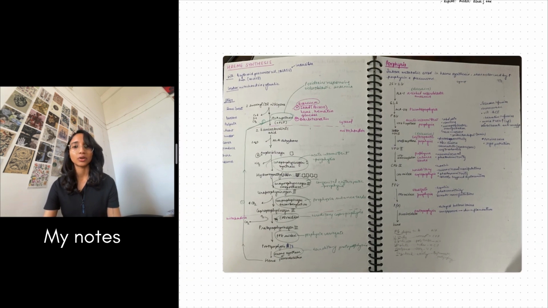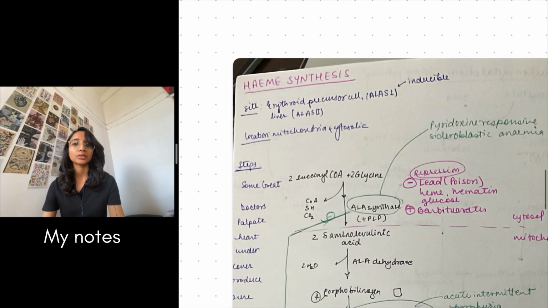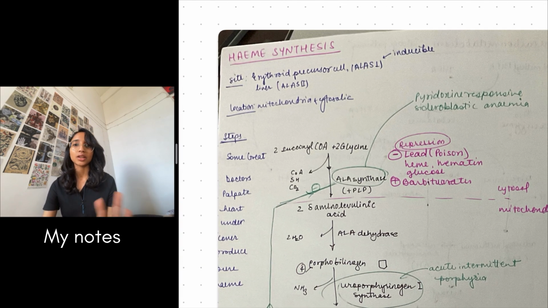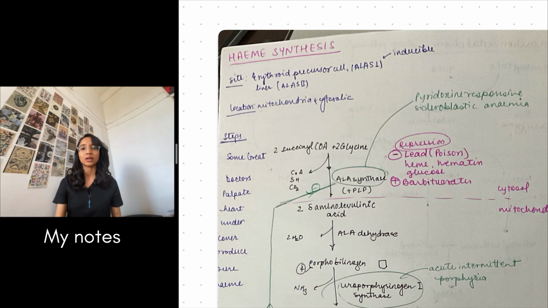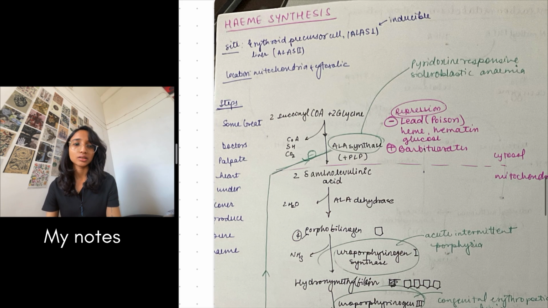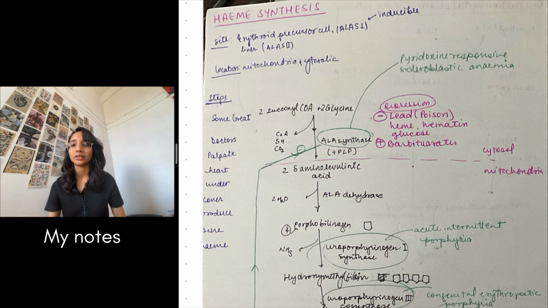These are my notes for heme synthesis that I took in my first year. So, see, I start the topic with heme synthesis. Where is it happening? Cells that will slowly become RBCs. And then I've mentioned which enzyme. And then I have written that ALAS1 is inducible, and in liver also heme synthesis is happening. ALAS2 is not inducible. Location I've written as mitochondria and cytosol. In both the cases, it is happening. Some great doctors palpate heart undercover. This is the mnemonic, you'll find it everywhere.